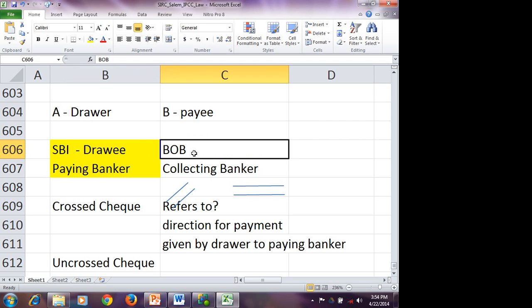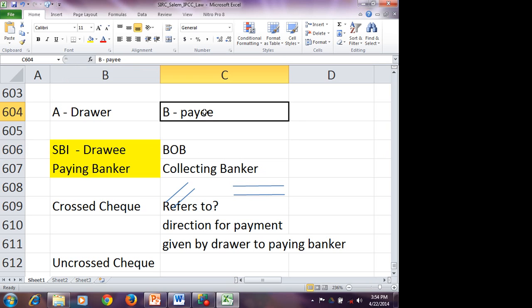Deposit it to his account, which let's assume is Bank of Baroda. Bank of Baroda has to send it to the clearing house for collecting the payment, and Bank of Baroda has to get the funds from SBI. So SBI will then transfer the funds to Bank of Baroda. Bank of Baroda then transfers the funds to B.